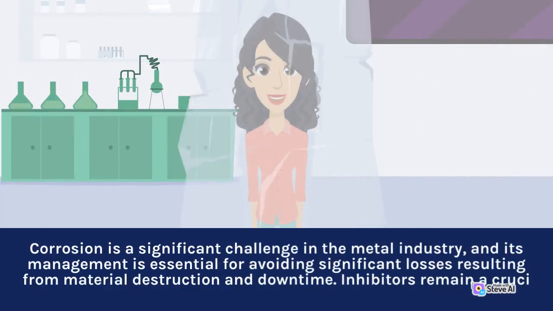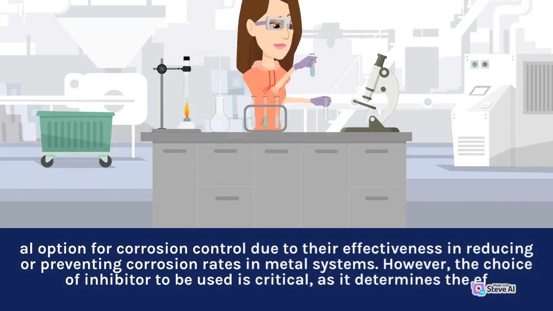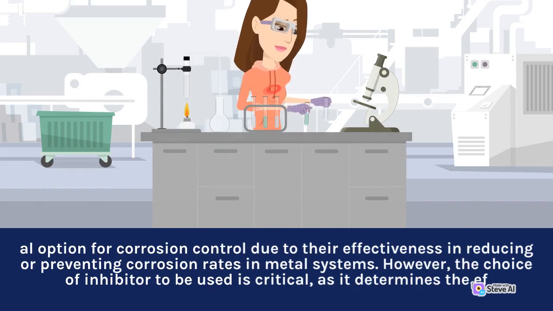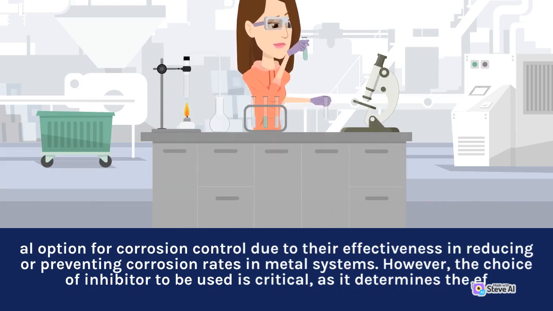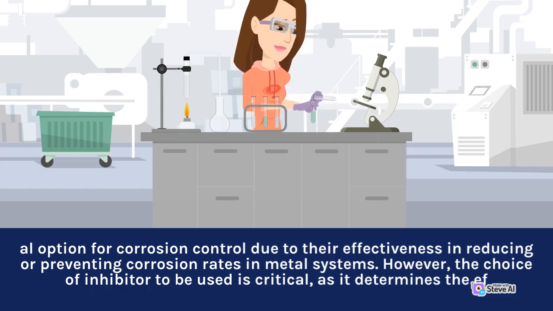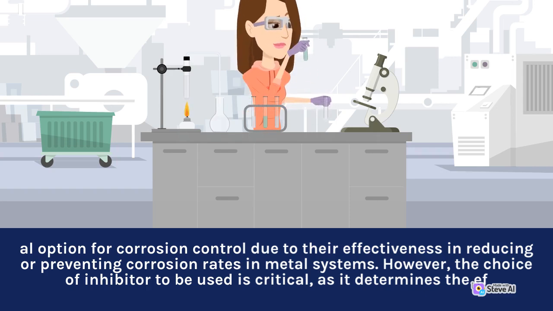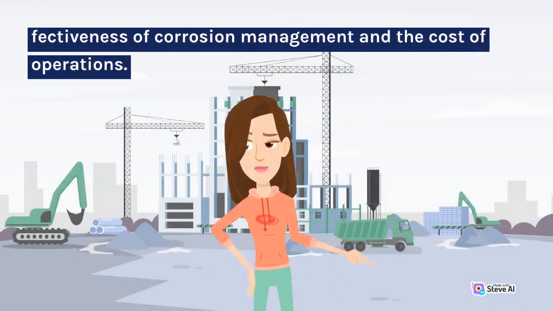Corrosion is a significant challenge in the metal industry, and its management is essential for avoiding significant losses resulting from material destruction and downtime. Inhibitors remain a crucial option for corrosion control due to their effectiveness in reducing or preventing corrosion rates in metal systems. However, the choice of inhibitor to be used is critical, as it determines the effectiveness of corrosion management and the cost of operations.